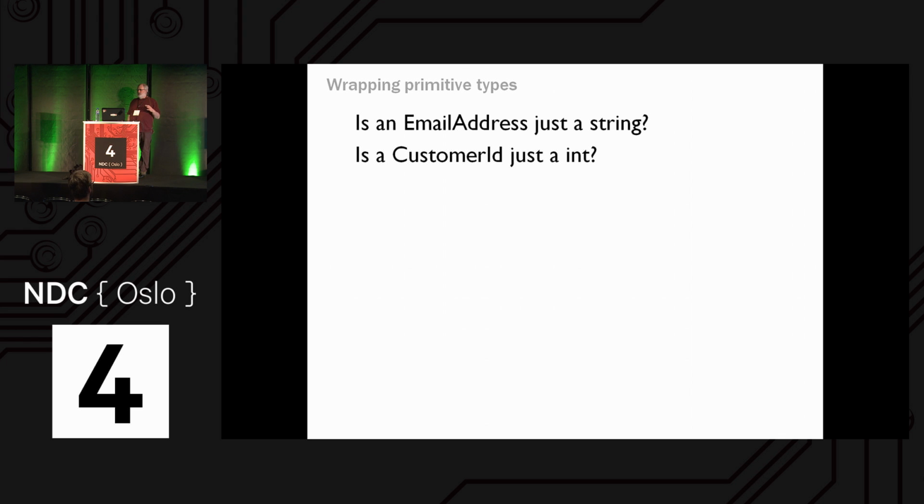A customer ID is not an integer. It might be represented by an integer in your database, but it's not an integer. You can't add 5 to a customer ID. You can't take the square root of a customer ID. It just doesn't make any sense. You have to make a distinction between what it is from the domain point of view and what it is from the representation point of view. And what we want to do is represent, there's a thing called an email address in the domain, there's a thing called a customer ID, and they are distinct. The fact that there's a representation behind the scenes is not relevant to the domain model.